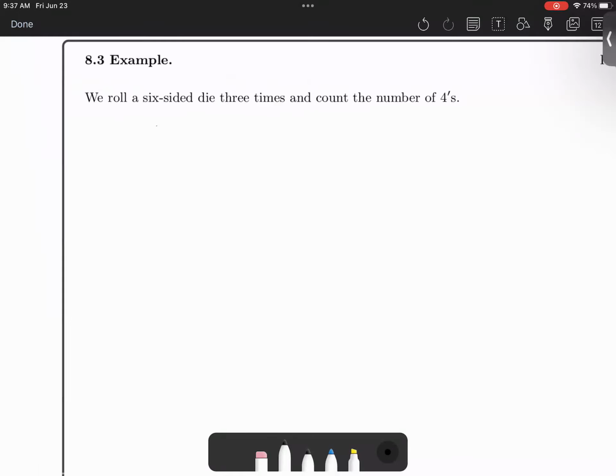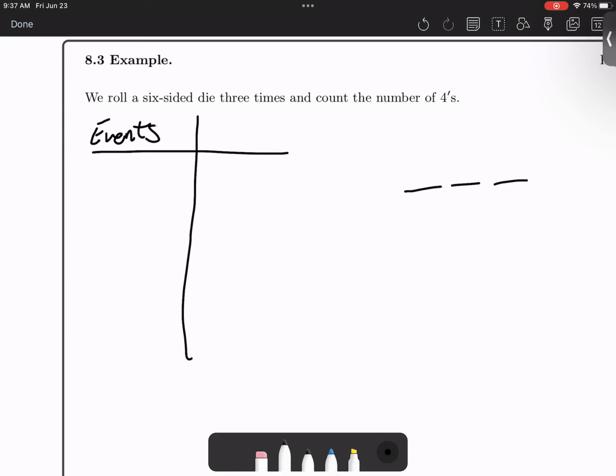In fact, this is a small enough problem. We're only rolling this die 3 times. I think we can count all the events. So first question is, what are the events? If you're flipping 3 times, you don't really care about what is on the die, right? If you get a 2, a 1, and a 4, because we're just counting the number of 4s, that right there would be, we've got 1 4.